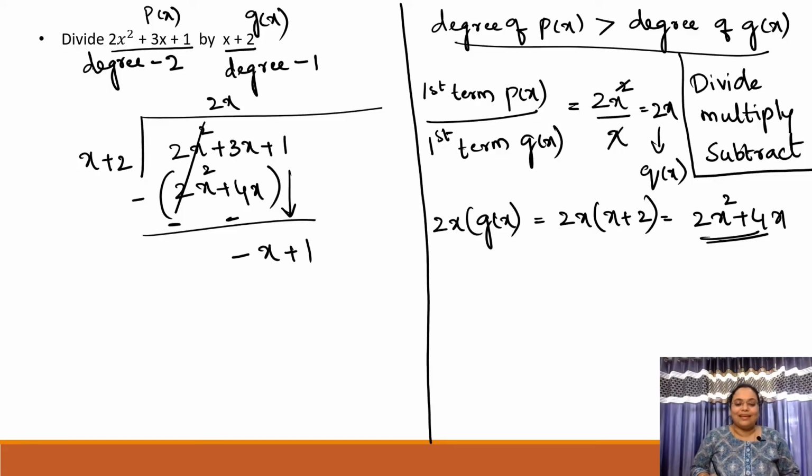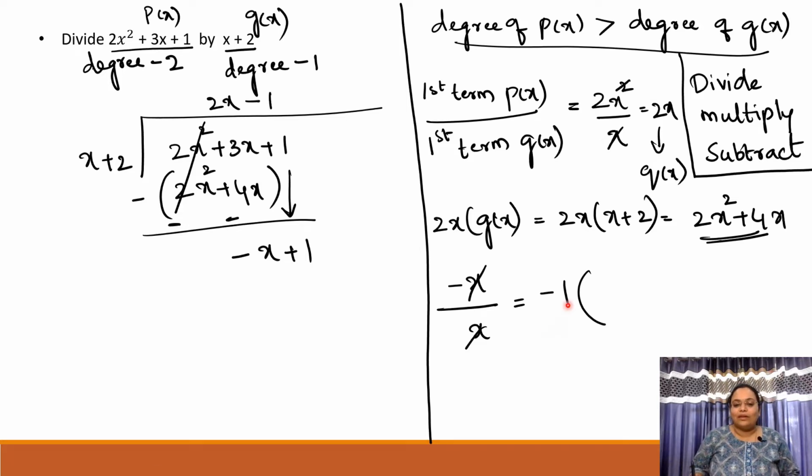Plus 1. Now what is the first term? Again we need to divide, multiply and subtract. These are the only 3 steps you need to follow till you get the remainder. Clear? So then again, first term of p of x is minus x, by first term of g of x, which is x. Minus x and x. If you cancel x and x, which is minus 1. Now let me take this minus 1 in the quotient, which is 2x minus 1.